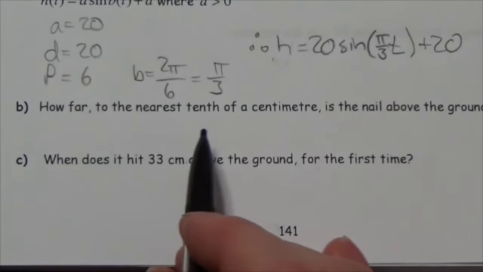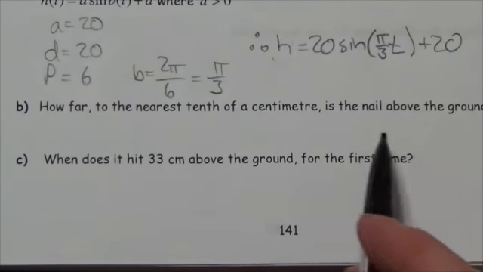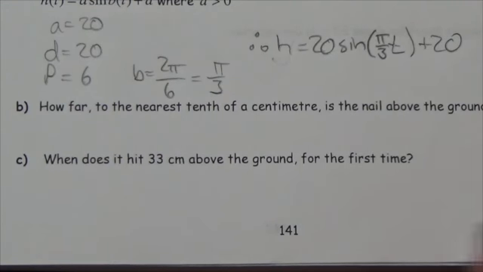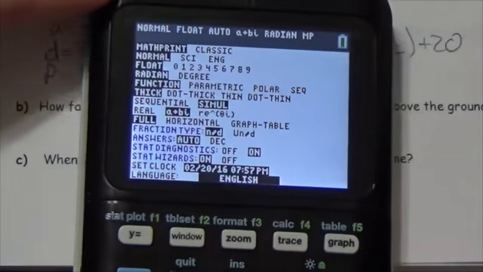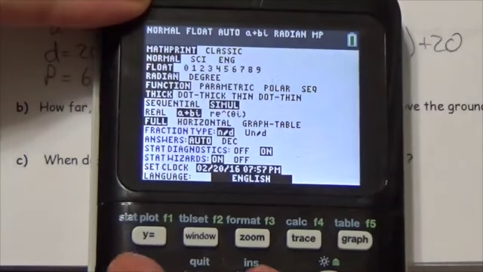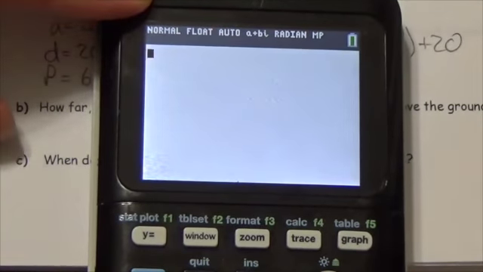b says, how far to the nearest tenth of a centimeter is the nail above the ground after 7 seconds? Okay, so now they're giving us a time here. All we really got to do is plug this into the calculator. I have to make sure I'm in radian mode. And I am in radian mode. And so now, if I quit here, I'm just going to enter this in.